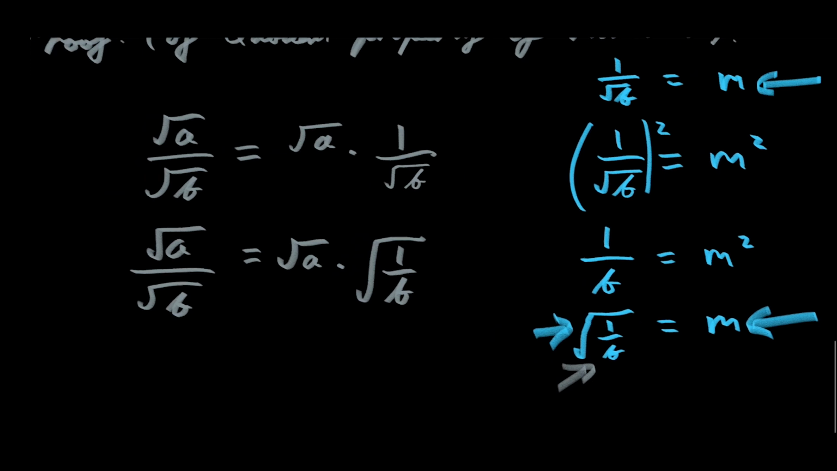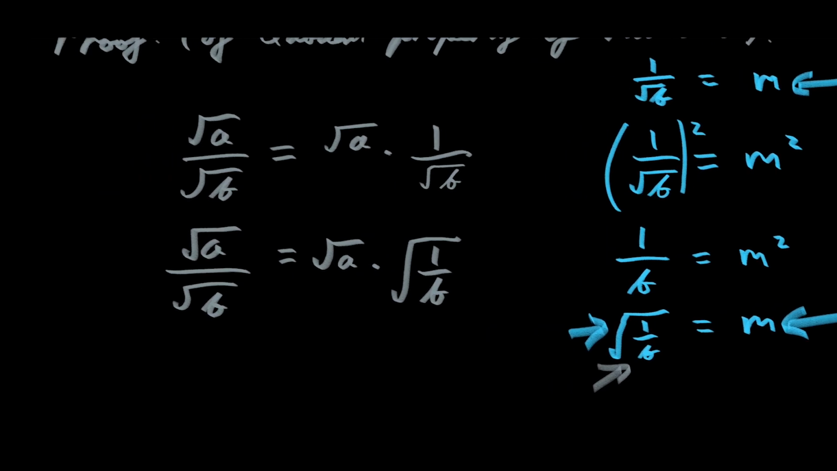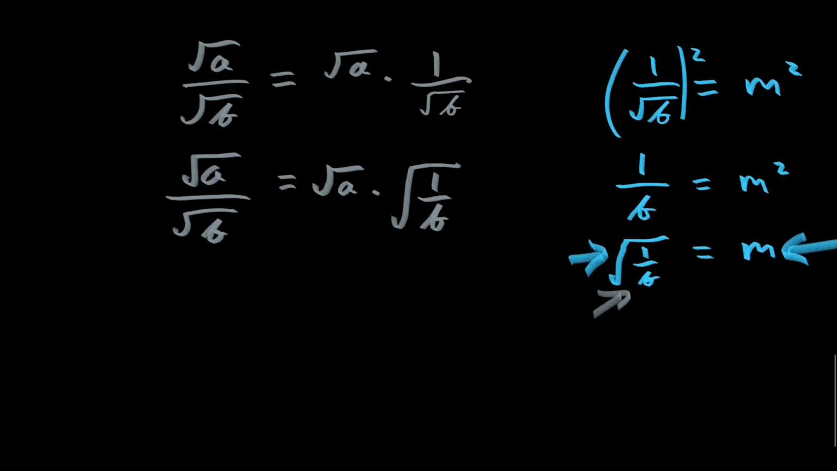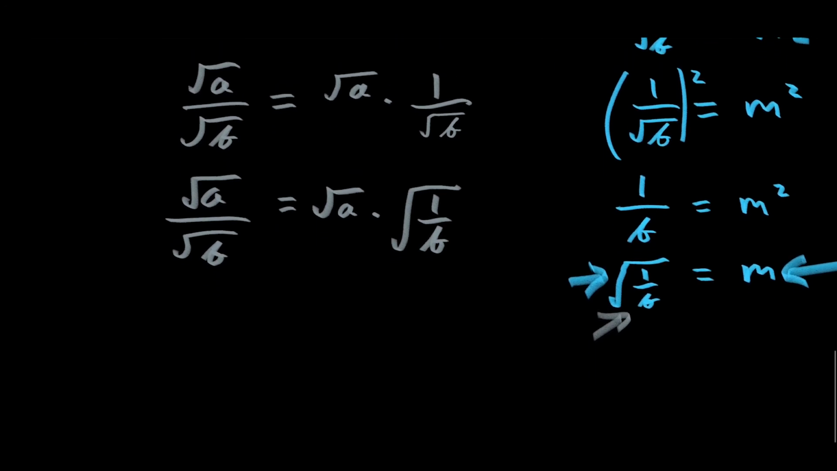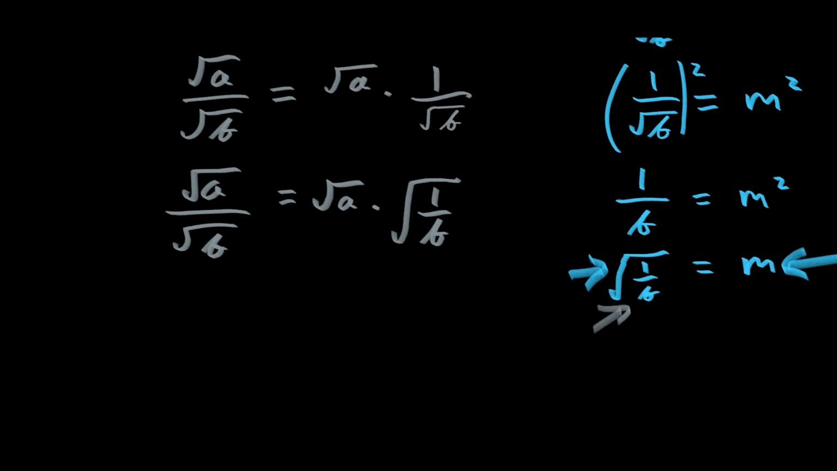Okay, maybe that's nicer to look at. Now I don't really need to make this substitution, but perhaps I will. We know that 1 over the square root of b is just equal to m. I don't actually need to make the substitution for the proof to work, but I will just so it's more clear how I'm applying the product property of radicals.